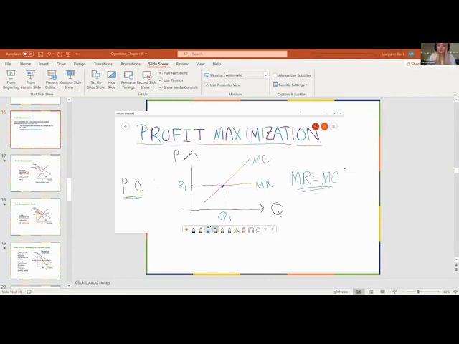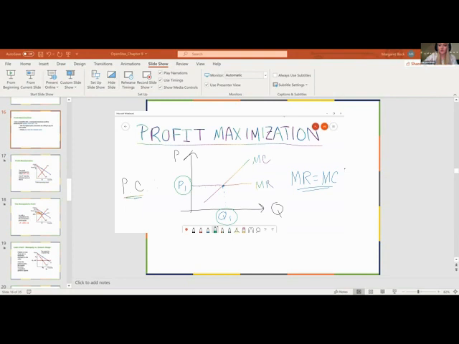So on the graph that I drew here, we see that at this intersection point, where marginal revenue is equal to marginal cost, this is going to be the quantity that the perfectly competitive firm produces. And this is going to be the price that they charge. So it's pretty straightforward to find the quantity and the price that maximizes profits for a perfectly competitive firm.